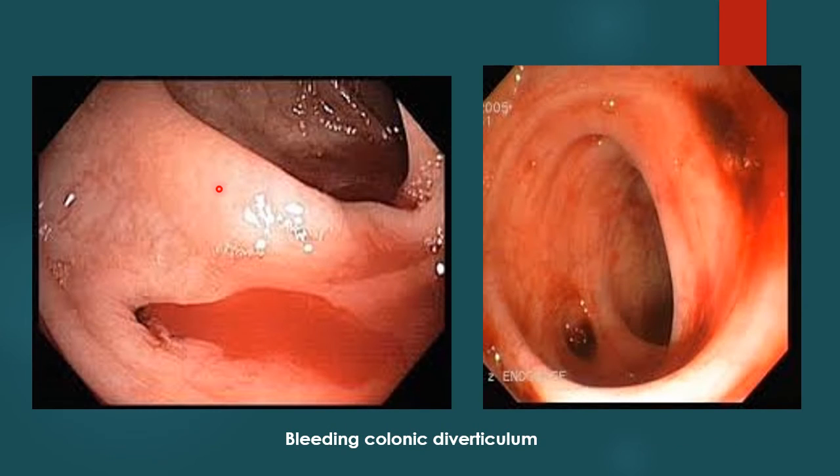Here is a colonoscopic picture of a bleeding diverticulum. It's the ostia or mouth through which the blood oozes out. Here it shows multiple diverticula in the colon which have stopped bleeding. You see here, stopped bleeding. Here also has stopped bleeding. So these are pictures of bleeding diverticulum.